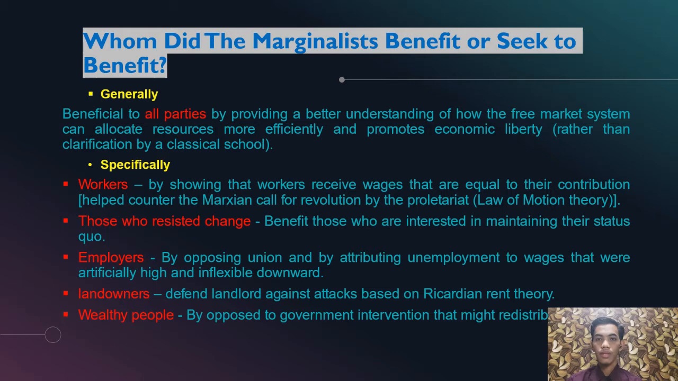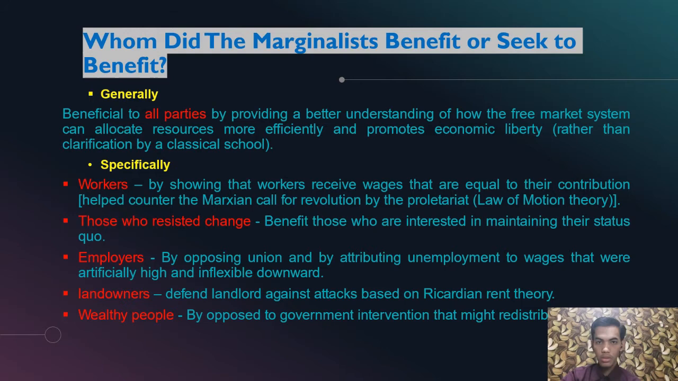Specifically, workers, by showing that workers receive wages that are equal to their contribution, help counter the Marxian call for revolution by the proletariat, the law of motion theory. It also benefits those who resisted change and are interested in maintaining their status quo.